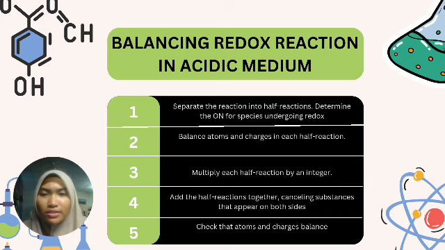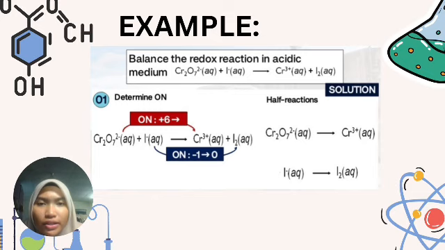So now let's see the example. Balance the redox reaction in acidic medium. So first, we need to determine the ON or oxidation number. So here is the solution. The oxidation numbers of the elements were determined to identify oxidation and reduction. As you can see, chromium changed from plus 6 in Cr2O7 to plus 3 in Cr3+, indicating reduction, while iodine changed from minus 1 in I negative to 0 in I2, indicating oxidation.